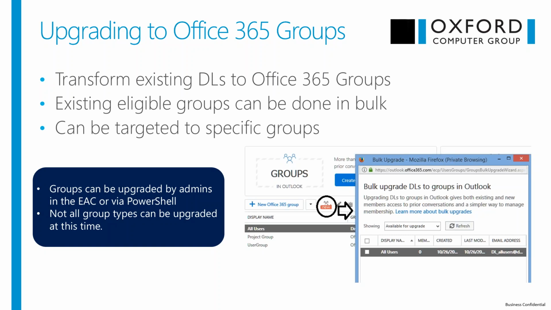It could take minutes or hours, depending on how many groups you're working with at the same time. These groups can be upgraded by admins, either via PowerShell or in the Exchange Admin Center. And there's a caveat to that. There are some groups that cannot be upgraded through your Exchange Admin Console or via PowerShell in the cloud, and those are the groups that are mastered on premise. You can, like I said, target specific groups, or you can do them in bulk, and it's all available right now in the portal.